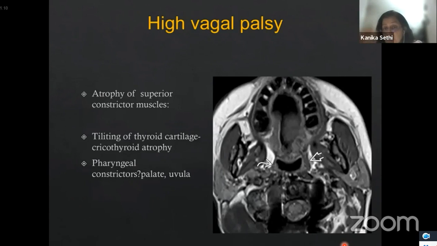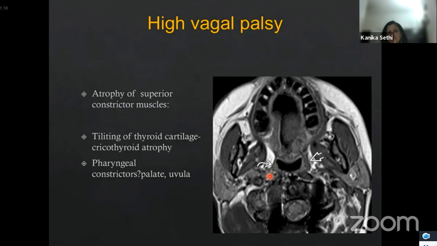So I told you before that the vagus nerve has two important branches, the pharyngeal and superior laryngeal branches, which arise from the superior part of the vagus nerve. So if the superior part of the vagus nerve is affected, so if the pharyngeal branches are affected, on that side there will be atrophy of the constrictor muscles. So if you see nice bulk on the left side, on the affected side, they will atrophy. So if you see these signs, that means there is a high vagal nerve palsy.